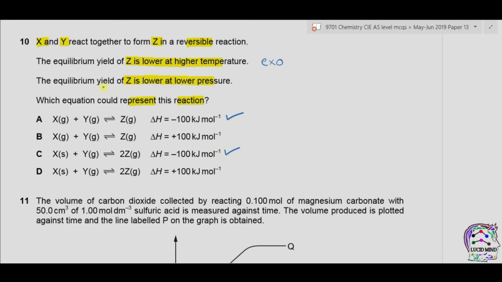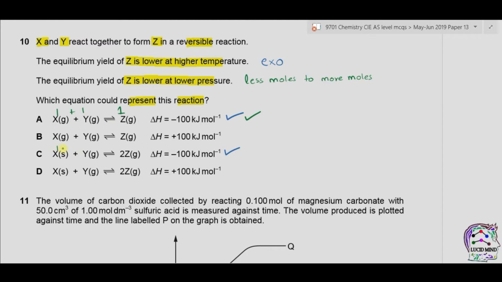Now moving towards the second condition, the equilibrium yield of Z is lower at lower pressure. Higher pressure makes the equilibrium go from more moles to fewer moles, while lower pressure will make the equilibrium move from fewer moles to more moles. Let's find out the number of moles. We have 1 plus 1, so 2 moles of reactant and 1 mole of product. So this reaction can go from fewer moles to more moles. So A could be correct.